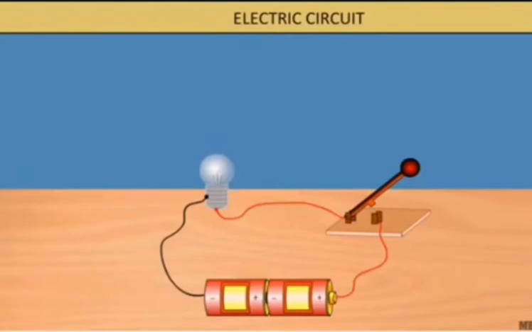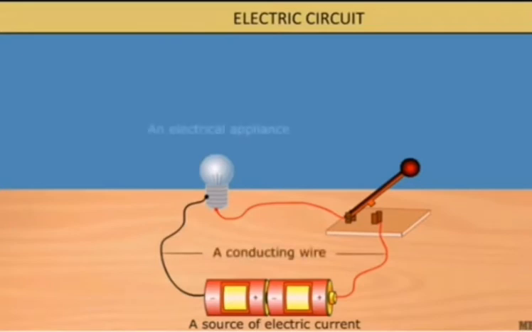Now, electric circuit. The closed conducting path in which the electric current flows is called an electric circuit. An electric circuit consists of a source of electric current, which can be a cell or a battery, a conducting wire, and an electric appliance. Here a bulb is used, and a switch or a key.